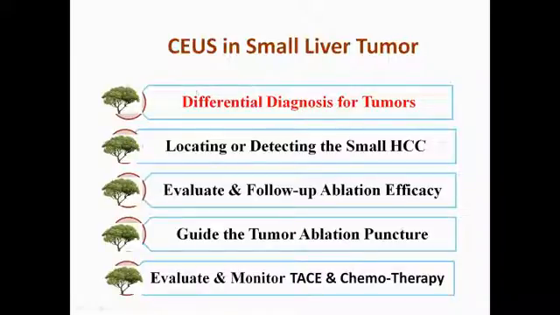We can see the following. CEUS is useful in differential diagnosis of tumors, and it's helpful for locating or detecting small HCC in the liver. It's helpful to evaluate or follow up ablation efficacy, and to guide the tumor ablation puncture, and it's useful to evaluate or monitor the effect of chemotherapy. So I will talk about these next, step by step. Firstly, it's about the differential diagnosis of tumors.